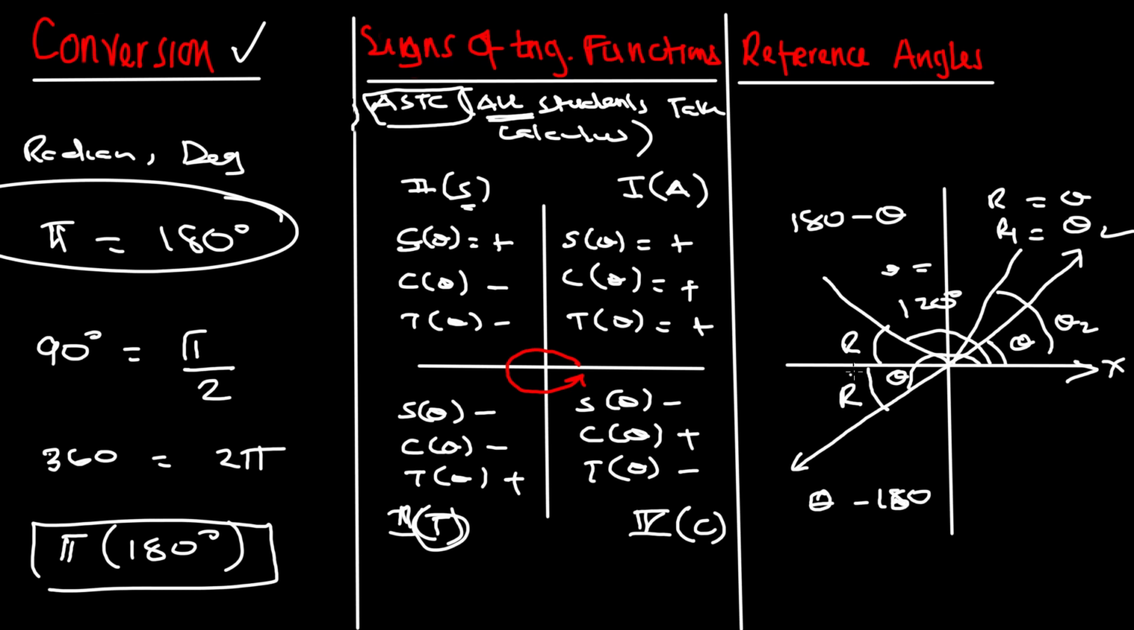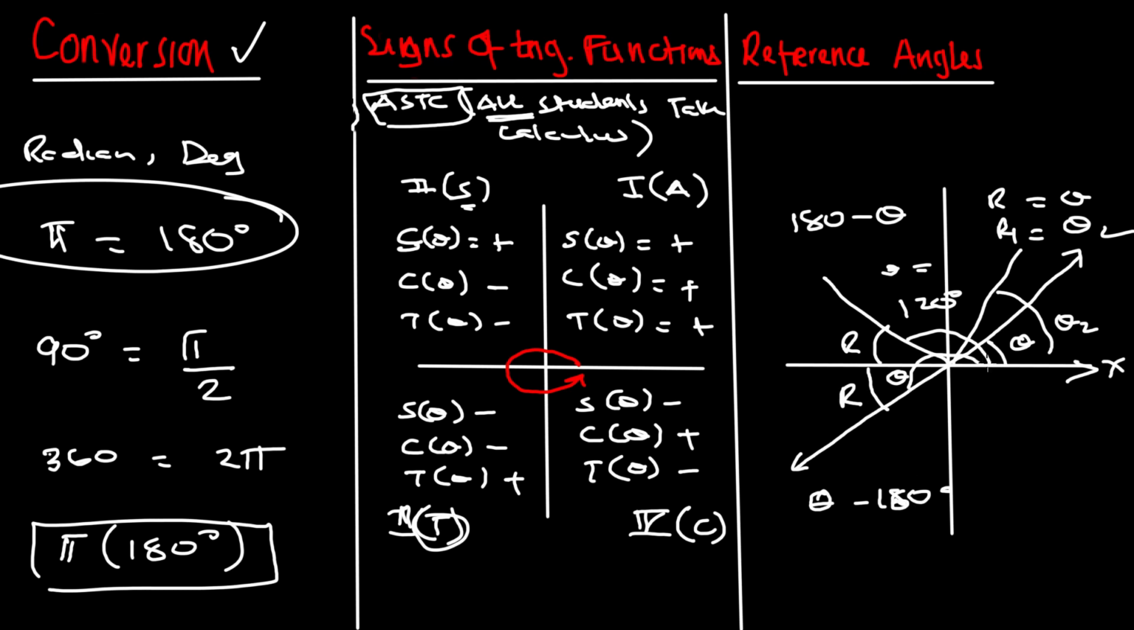Or you can actually know how to get around this. You don't have to memorize this. You can actually work it out. Because you know that this is 180, and then you just do the remnants of this one. So this is theta minus 180, because it's more than 180.